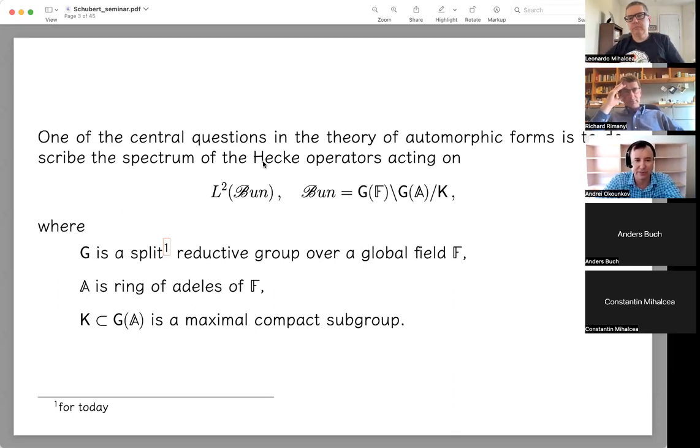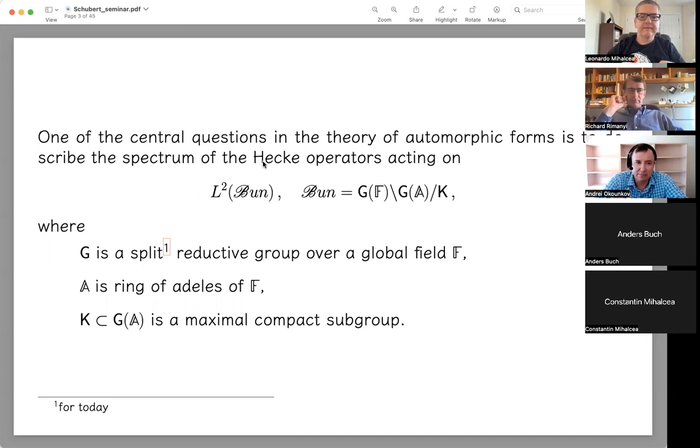In principle, we'll take a split reductive group over a global field, denoted blackboard boldface F. Then you can form this double quotient of the adelic points of that group. On the one side, you mod out by the F-valued points of the group, embedded in the adeles diagonally. On the other side, you mod out by the maximal compact subgroup. For reasons that will be explained below, people tend to denote this double quotient by Bun.